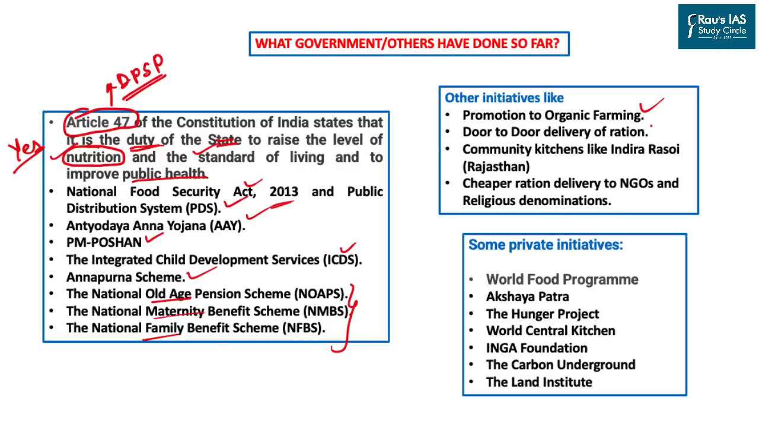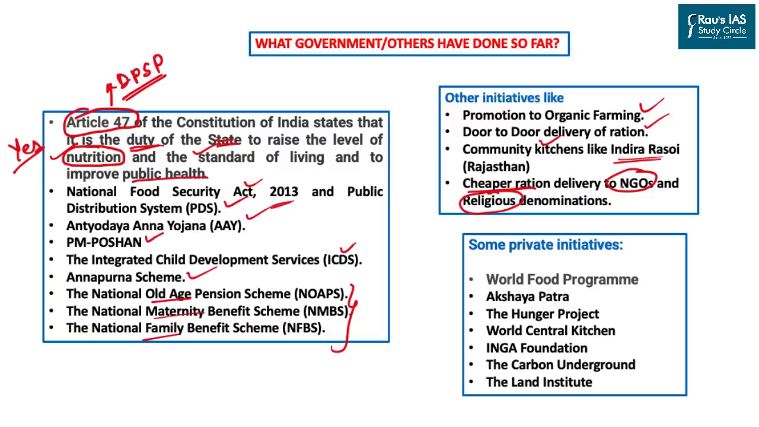Governments such as the Government of Delhi have started door-to-door delivery of ration. We have community kitchen programs such as Indira Rasoi in Rajasthan, and the government is also providing cheaper ration to NGOs and religious denominations who can themselves provide community kitchen services to the poor. This was seen in the case of the COVID-19 lockdown.